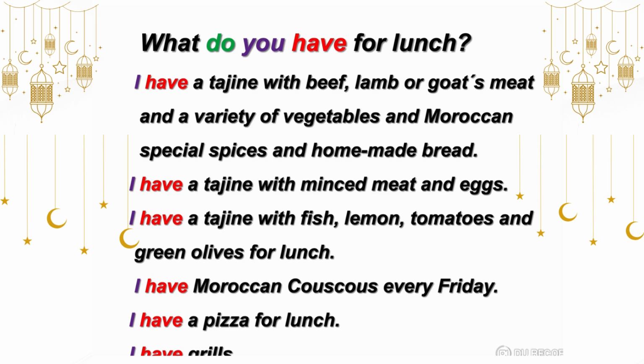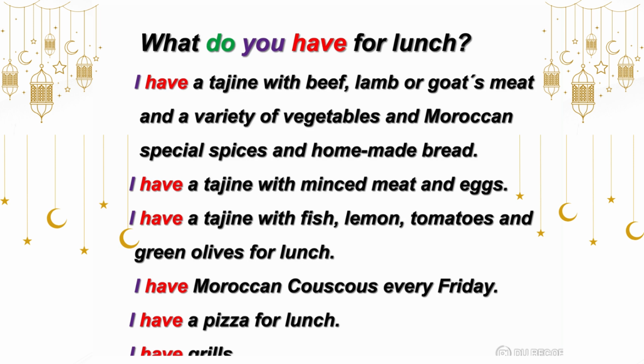In this slide we have, what do you have for lunch? As I am Moroccan, I answered with Moroccan food. So I have a tagine with beef, lamb, so B is silent, lamb, or goat's meat, and a variety of vegetables and Moroccan special spices and homemade bread.